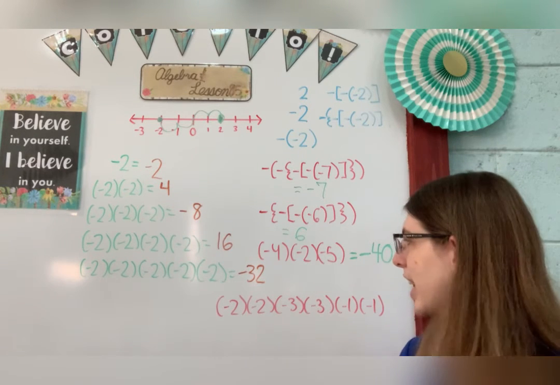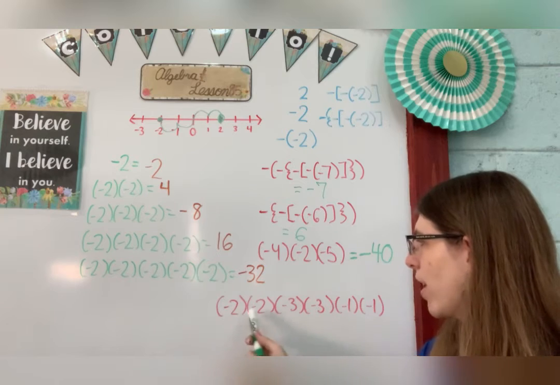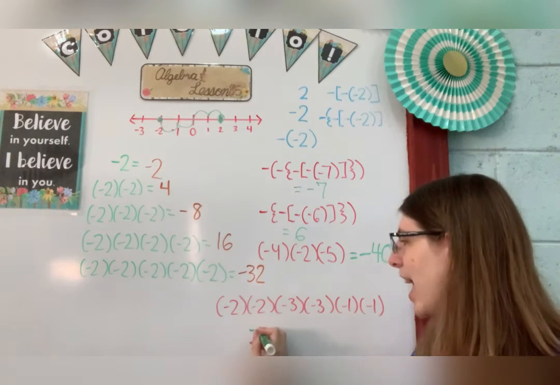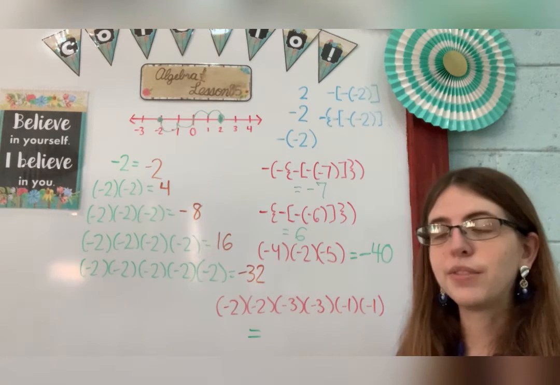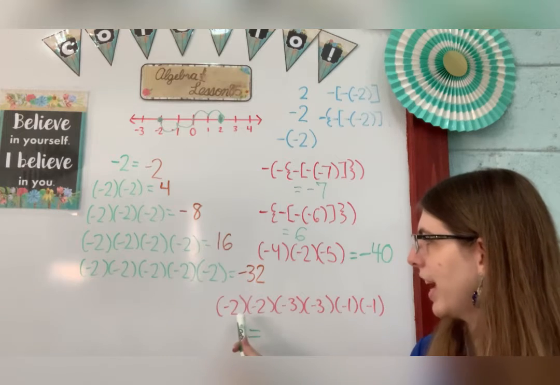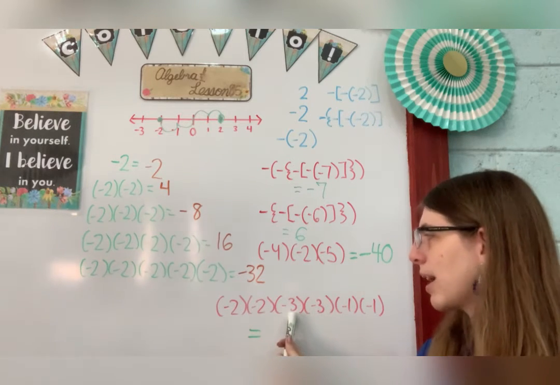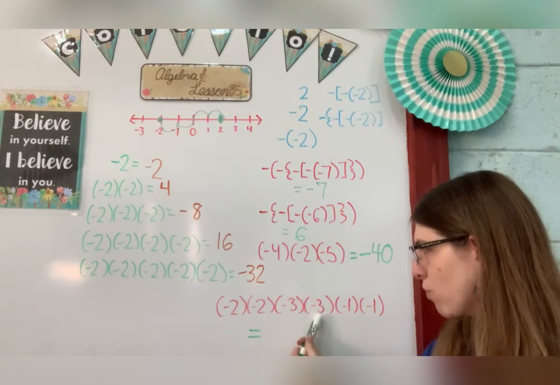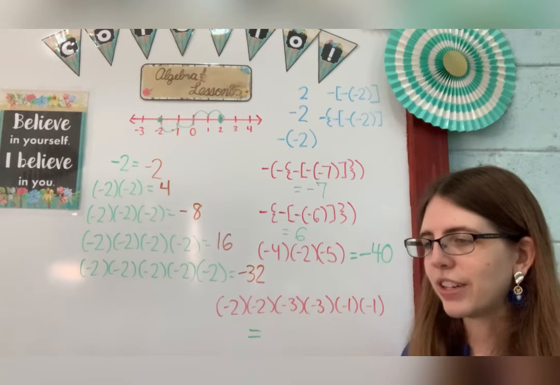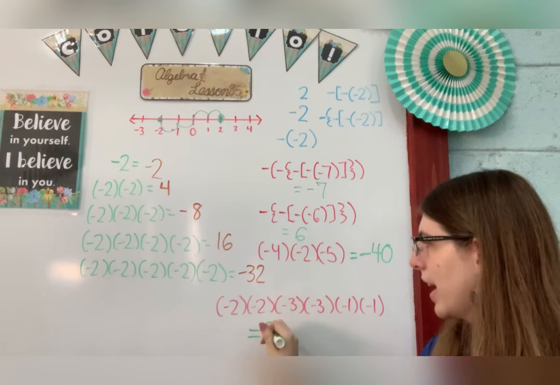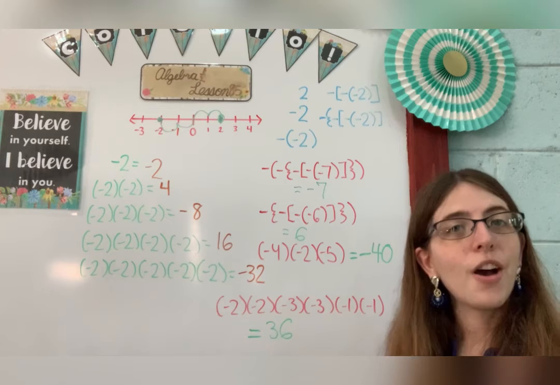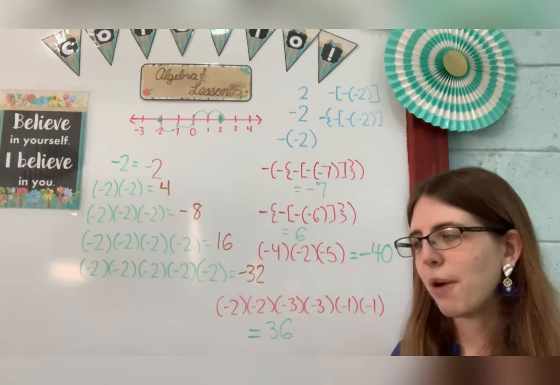Okay, let's try this one. -2 times -2, I have 1, 2, 3, 4, 5, 6 negatives. There we go. So that means since I have an even number of negatives, my answer will be positive. So I multiply. 2 times 2 is 4, times 3 is 12, times 3 is 36, times 1 is 36, times 1 is 36. So I know I get a positive 36. Okay, that's simple, right? Let's try our practice.